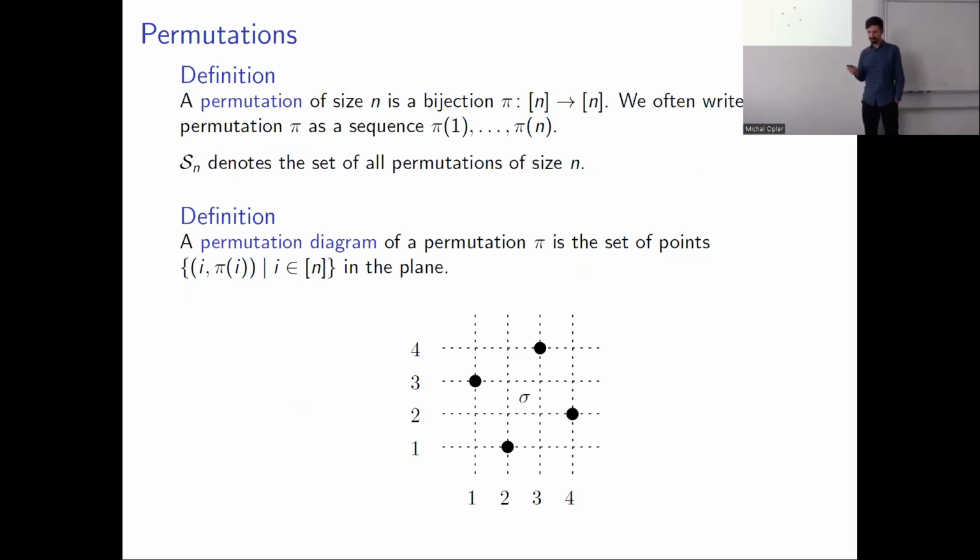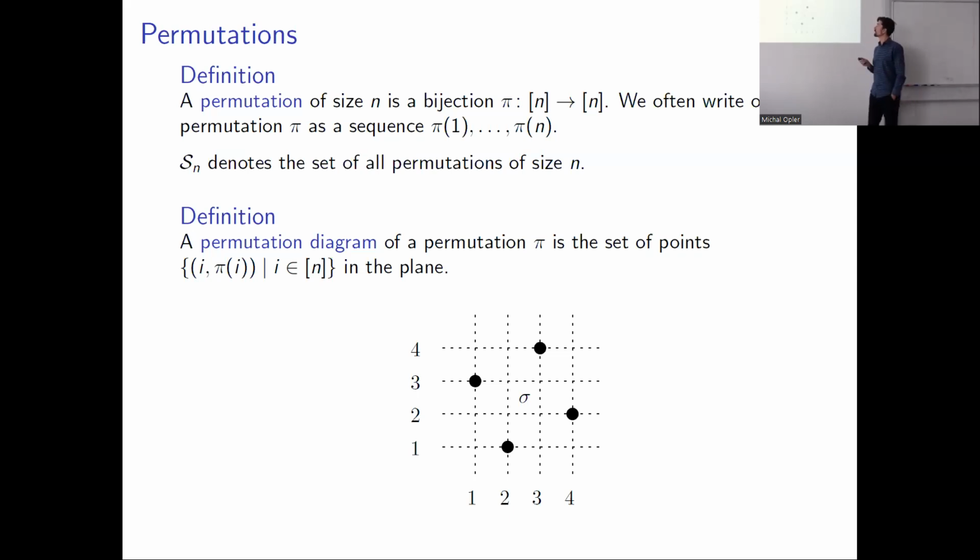But first, the composing of permutations. Some of you have probably seen this slide in some variations. So for us, a permutation is a bijection. A permutation of size n is a bijection of the set 1 up to n to itself. And we often write it out as a sequence of its functional values, that's the images pi 1 up to pi n. And by S of n, we denote the set of all permutations of size n.